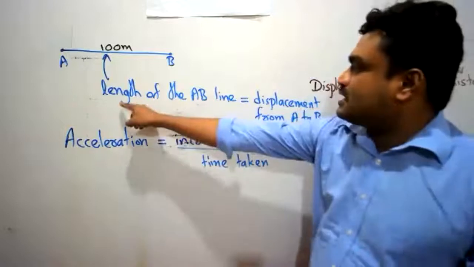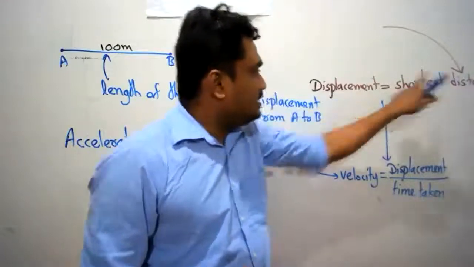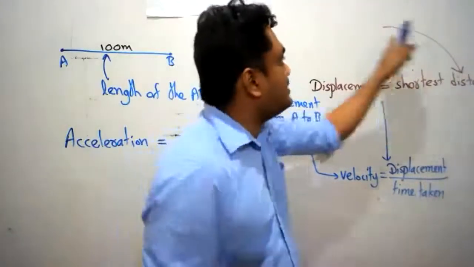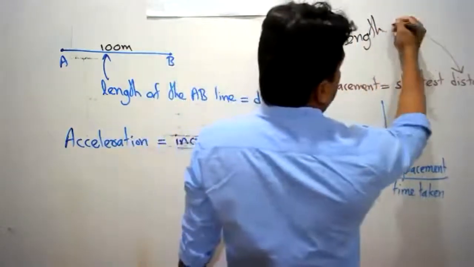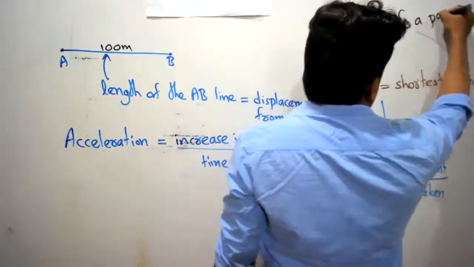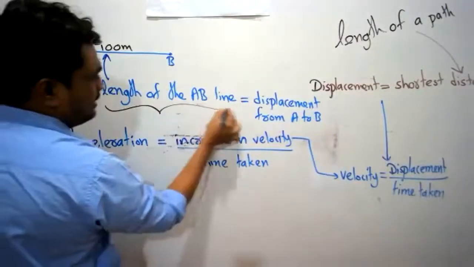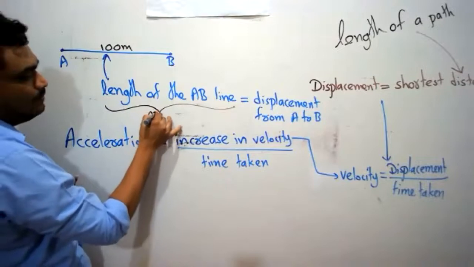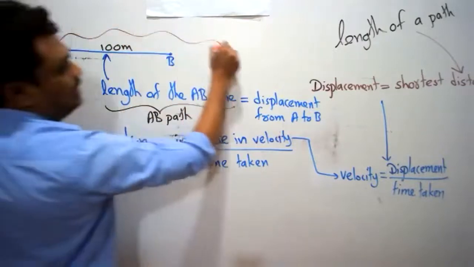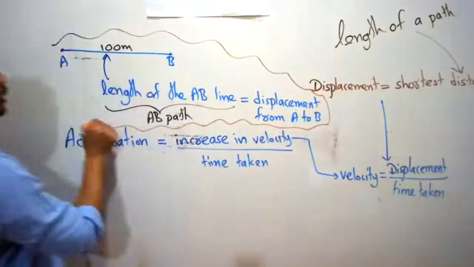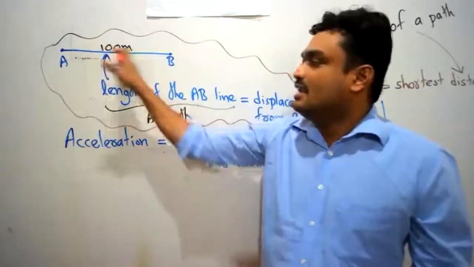Right. So displacement is the length of a line. If somebody asks what is the distance, displacement is the shortest distance. Distance is a length of a path. AB straight line can be named as AB path. So displacement is the shortest distance, and distance is a length of a path.